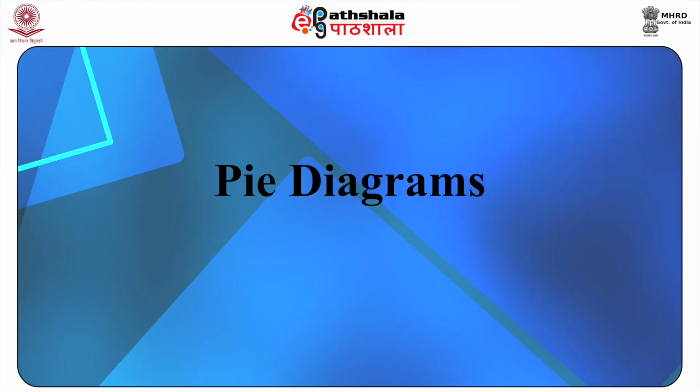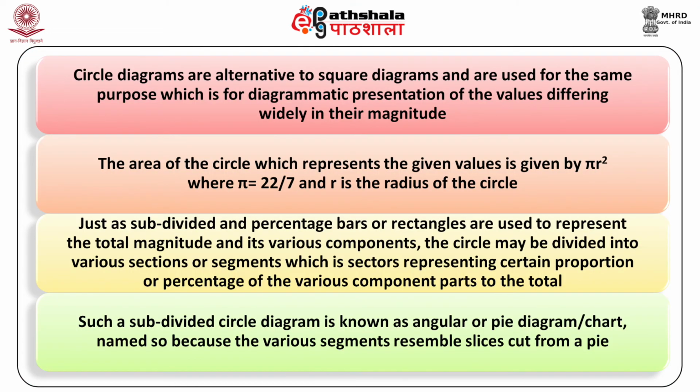Pie diagrams. Circle diagrams are an alternative to square diagrams and are used for the same purpose, which is for diagrammatic presentation of values differing widely in their magnitude. The area of the circle which represents the given values is given by pi r square, where pi is equal to 22 by 7, that is 3.14, and r refers to the radius of the circle.